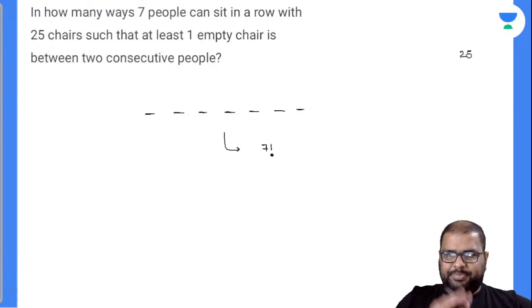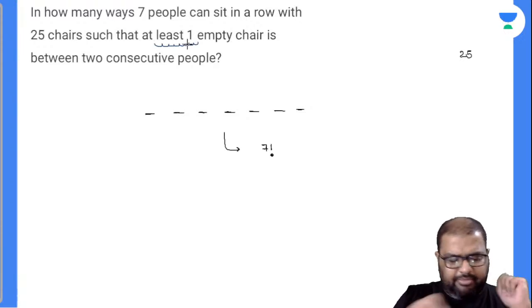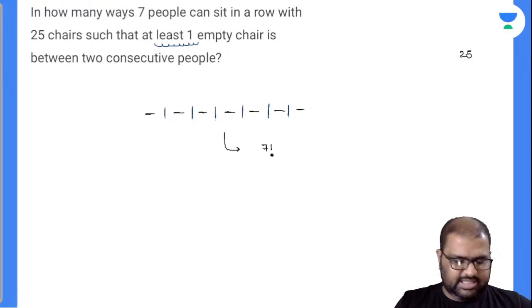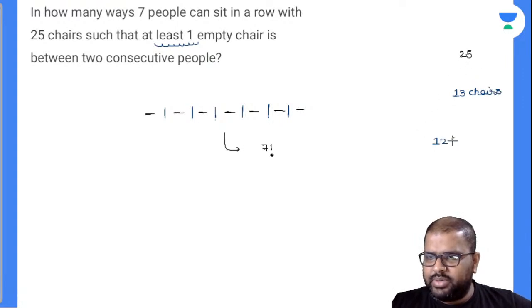Now let's do the next part, such that there must be at least one empty chair between two consecutive people. It's at least one chair. Let us fill the remaining chairs. I'll start with the minimum value. Between two people I'll add one chair here, at least one. Second chair, third, next one, next one. Totally how many chairs are done there? 1, 2, 3, 4, 5, 6. 6 plus 7, totally 13 chairs are done. So how many chairs are left? Out of 25, 12 chairs are there. Am I right or wrong?